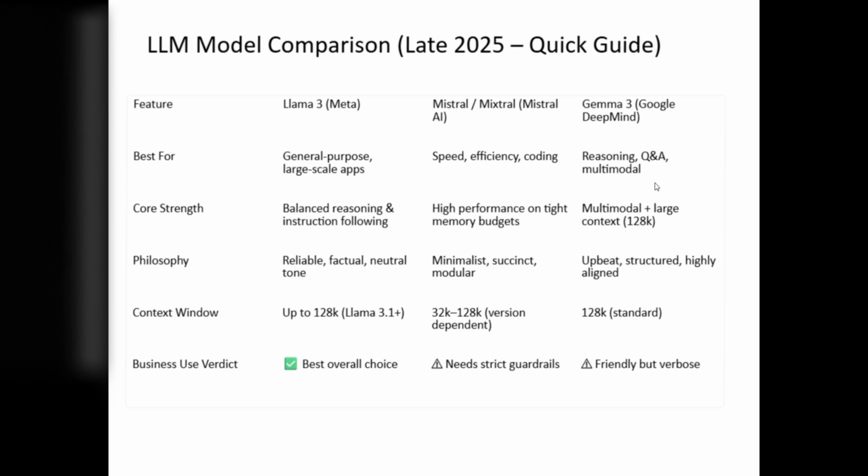It's not a difficult thing. Okay, it's simple. Then Gemma, you can say it's friendly and verbose. It's provided by Google DeepMind, so it's good for reasoning and question and answer. It's multimodal, it also has a large context, it's structured, highly aligned, and its standard size is a 128K context.